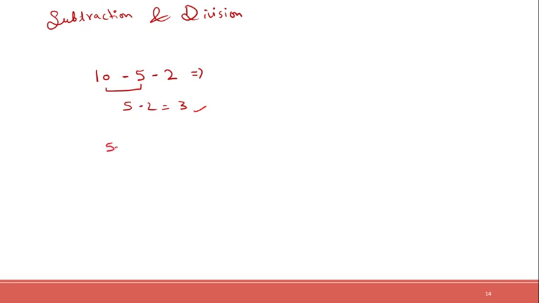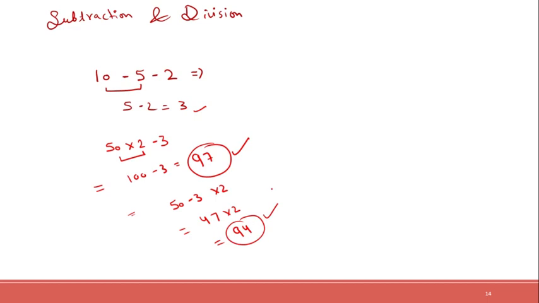But if this case changes, like 50 into 2 minus 3, then if you just multiply first, you will get 100 and then minus 3, that means 97. But if you do it the other way, 50 minus 3 into 2, you will get 47 into 2 and the outcome will be 94. See, there is a difference in outcome, right? That's why we can say that the commutativity of whole numbers does not apply on subtraction and division.